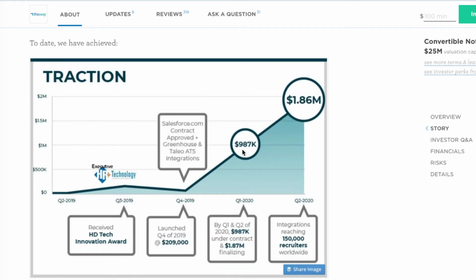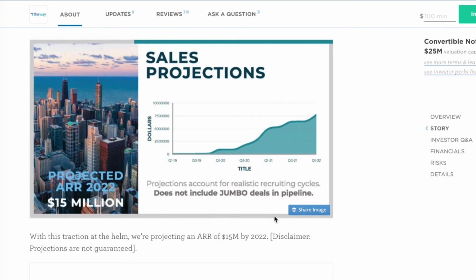So from these graphs, if you take away nothing else, you're taking away the simple fact that there is traction and that it's growing quickly, right? It's growing fast. Just by looking at this very quickly, you can say, okay, sales are growing. So it looks like there's growth happening. The projected ARR, the annual run rate, is really important when it comes to these graphs and these different things.